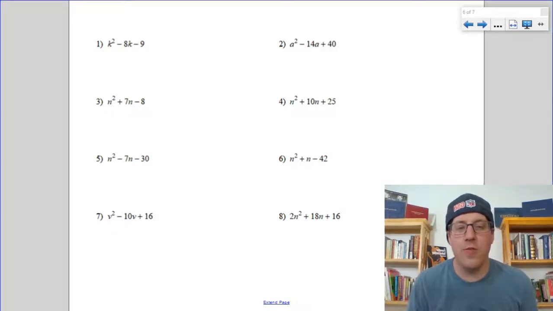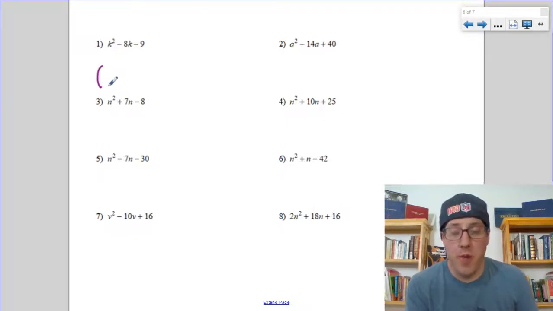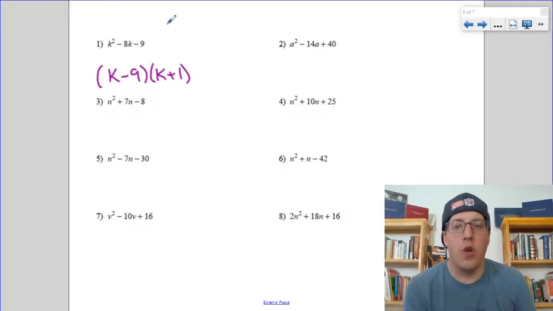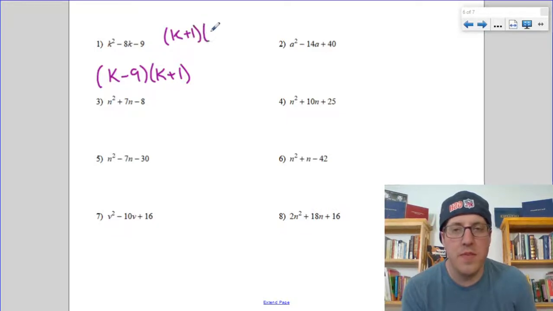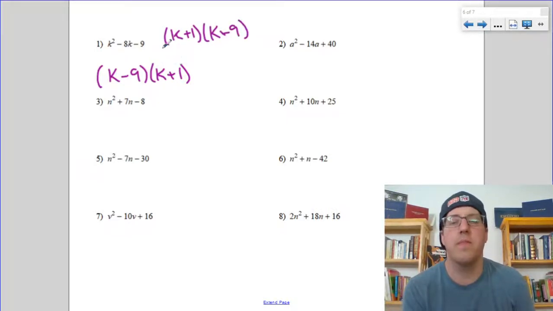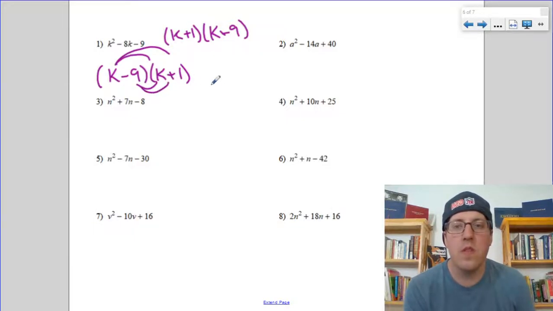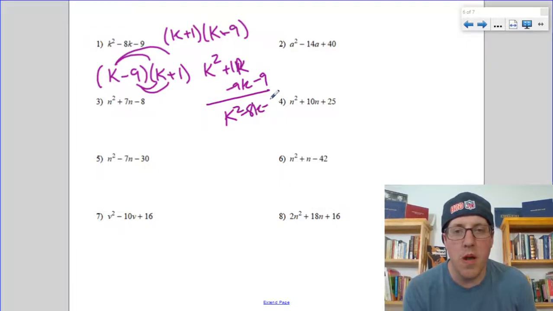Okay, remember when you're factoring, the end goal is to come up with the parentheses that would FOIL to make that. So, for example, for problem number 1 here, the correct answer is k minus 9 times k plus 1. You could also write that backwards as k plus 1 times k minus 9. They mean the same thing. Now, how do I know that's the right answer? Well, when I FOIL out, I get k squared plus 1k minus 9k minus 9, and that makes k squared minus 8k minus 9.